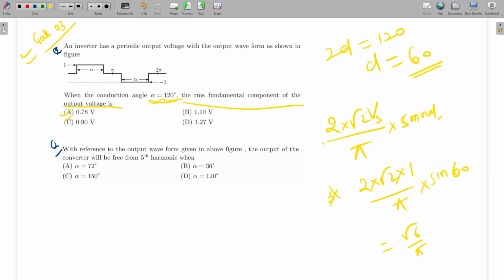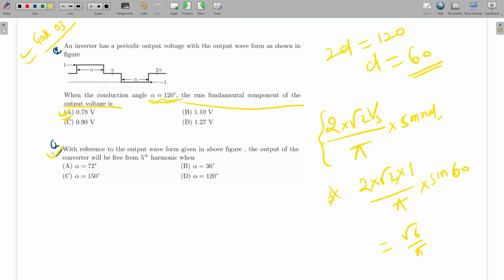In the previous problem we asked only for amplitude, sir. In this problem, it asks for the RMS value. Yes, so RMS only I have taken here. So root 6 by pi is 0.779, so 0.78 is there.